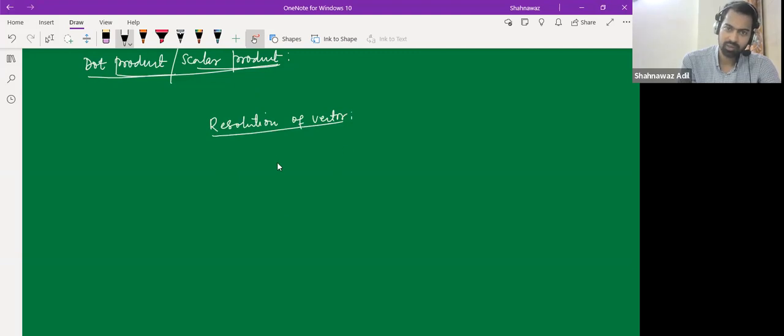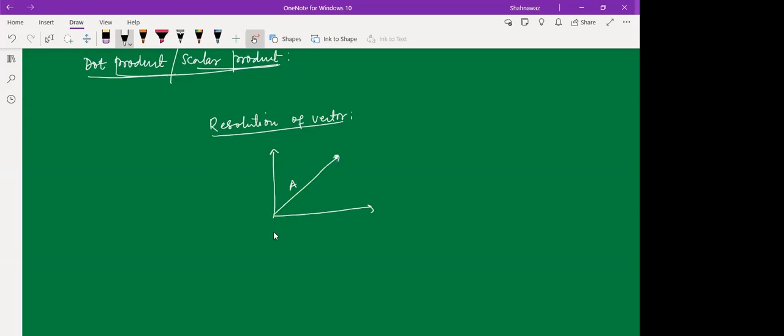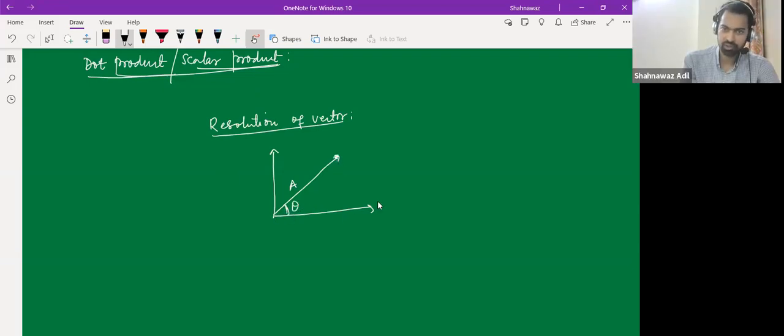This part we already know and we have discussed it so many times. Whenever we have a vector, its magnitude is given and the angle is given, the angle with the horizontal. So we can write this vector as... how can we write this vector?